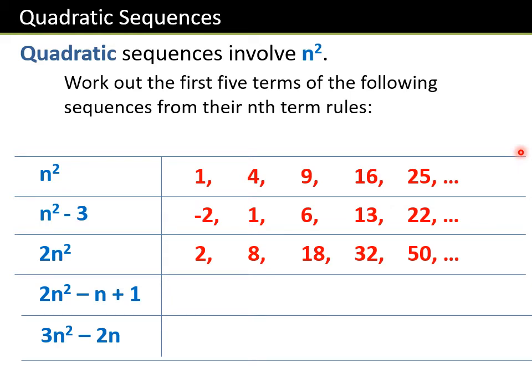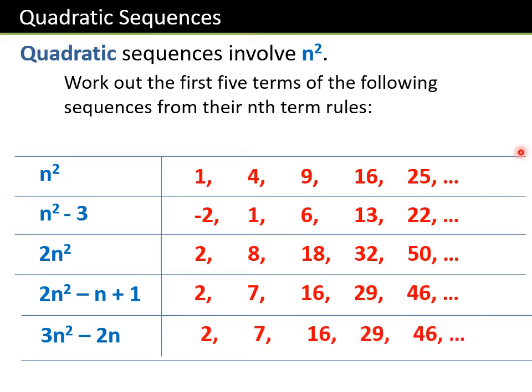Next one's a little bit trickier to work out. Do have a go at working those out. Just substitute in n equals 1 to 5 to work out the terms. Just pause the video, have a go. And the answers are 2, 7, 16, 29, 46, and 2, 7, oh, they're not the same sequence, hold on. Sorry, and that's the answer for the bottom sequence that you should get.